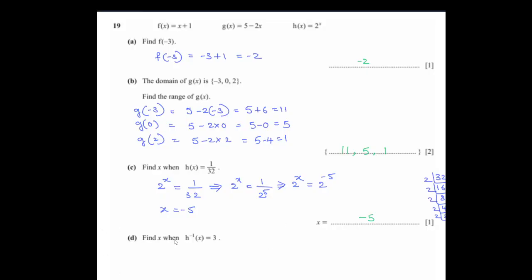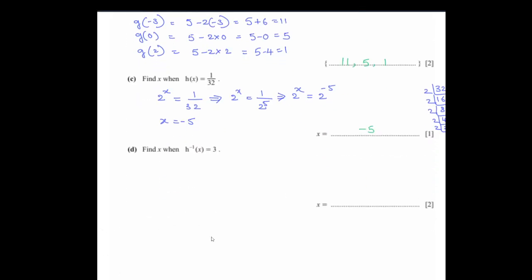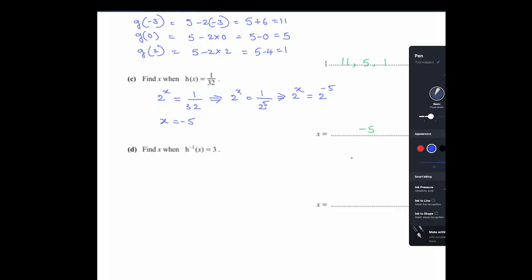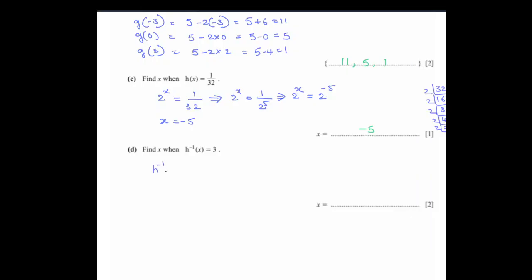Question number D. When h inverse of x is equal to 3, we need to find x. So h inverse of x is 3. Now taking the function h on both sides, the h inverse gets cancelled. So h of 3 is x.